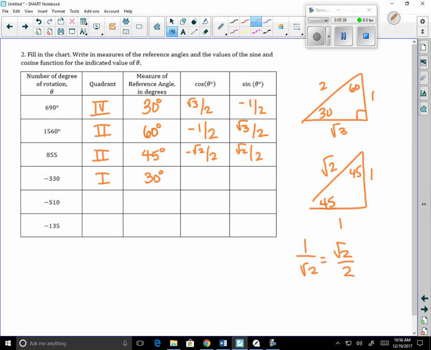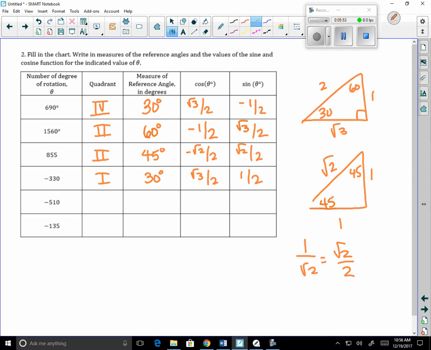We kind of just talked about that. The cosine of 30 is square root of 3 over 2, and the sine of 30 is 1/2. So we can see that even though we're in different quadrants with different angles, they're all kind of the same numbers, just repeating themselves over and over again.